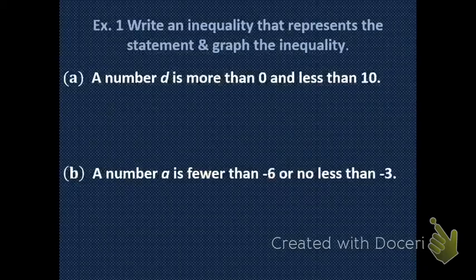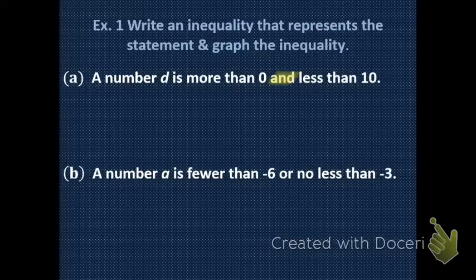Now, example number 1 just wants us to write the inequality and graph the inequality. So let's look at letter A. The key to this is recognizing whether you're dealing with an and problem or if you're dealing with an or problem. So letter A says a number D is more than 0 and less than 10. So can you tell what kind of problem this is? Yeah. It's an and problem, all right? Highlight the word and, circle the word and, make the word and stand out.